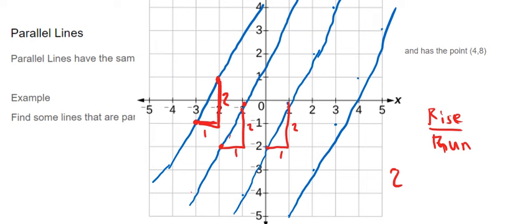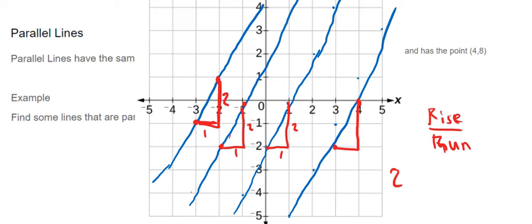And the same with the next one, it's rising 2. So for every 1 it's going across, it's rising 2. So you should see that, because if lines are parallel, then the slope in them has to be the same. So that's really what we're getting at here.